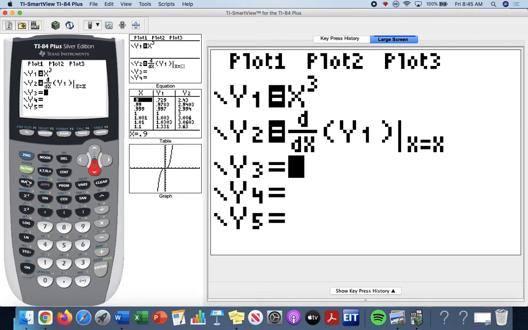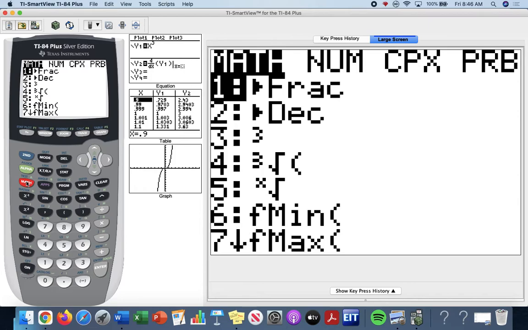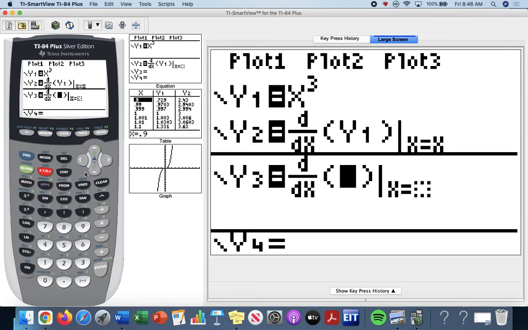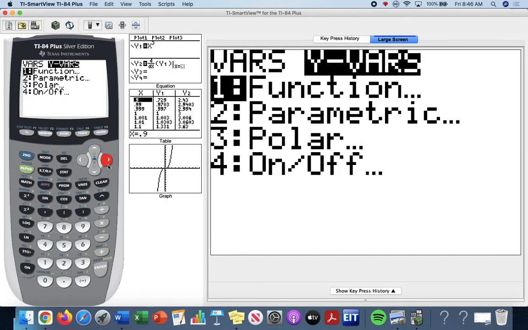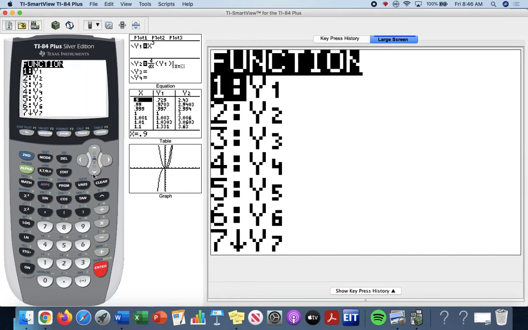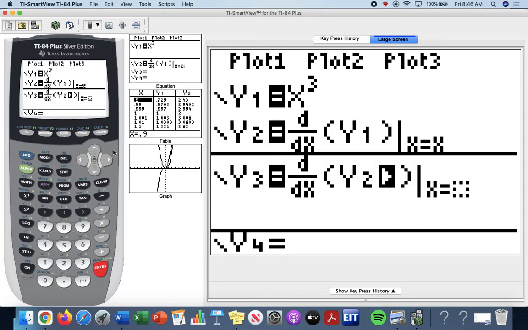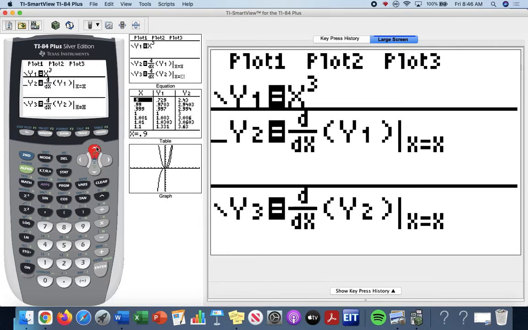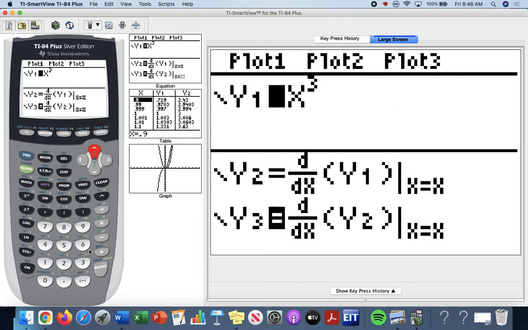Now if I take the derivative of the first derivative, I will get the second derivative. So again, number 8 is your derivative function. But this time, I'm going to tell it to take the derivative of whatever's in y2, again for all values of x. Now, I only want to look at the second derivative graph, which is in y3. So I'm going to turn off y2 and y1, so it's not super messy.